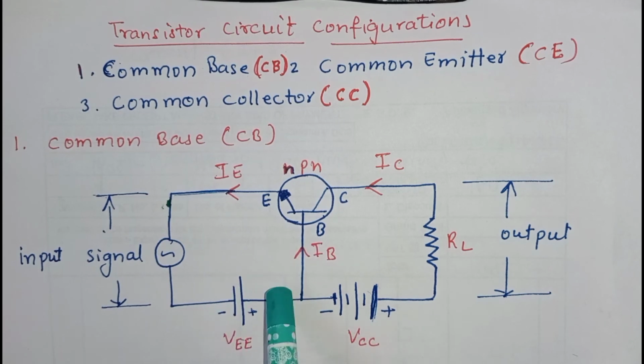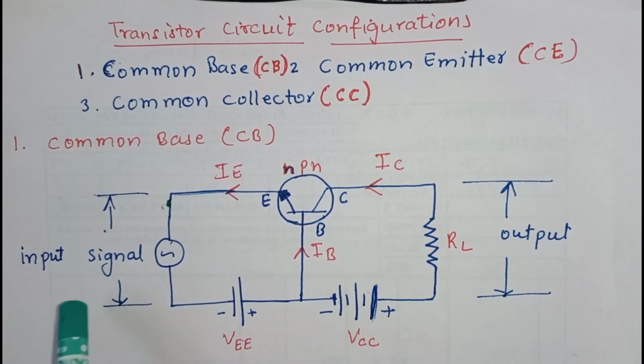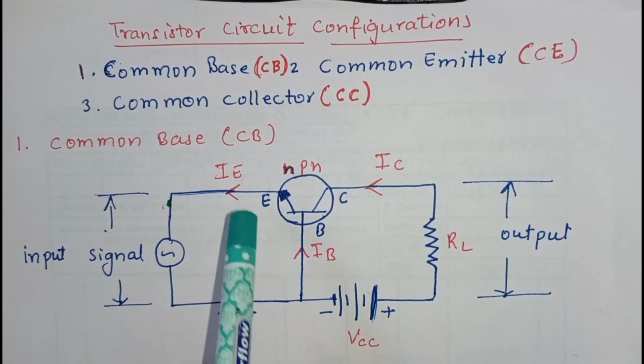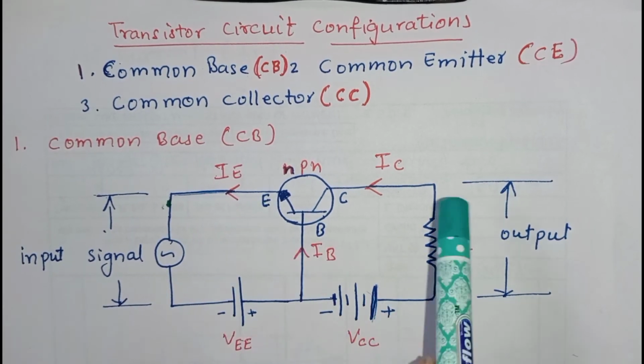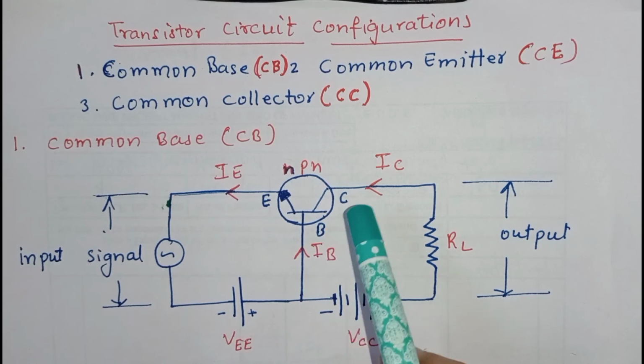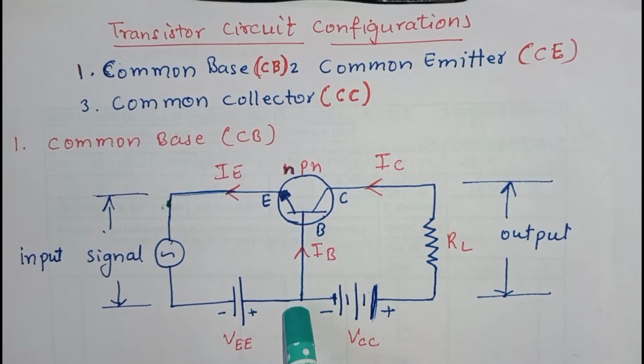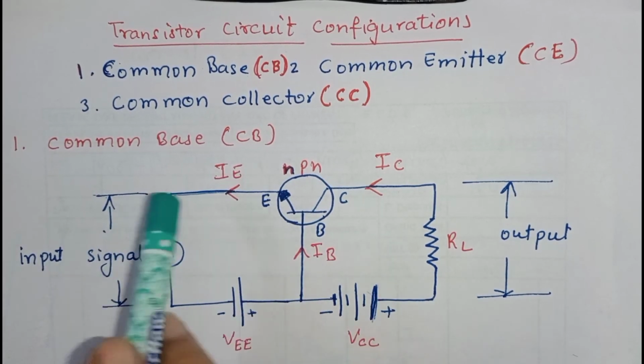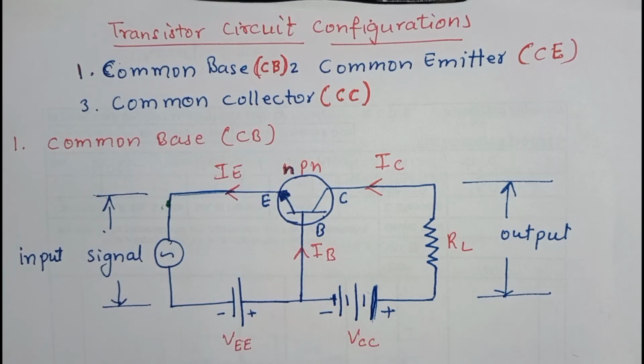This is called common base because the base is common in both the input side and the output side. We are giving the input signal between emitter and base and taking the output between base and collector. So the base is common in both sides. That's why it is called common base configuration.